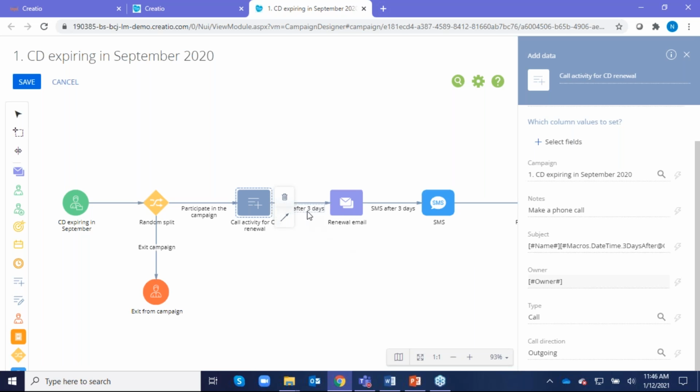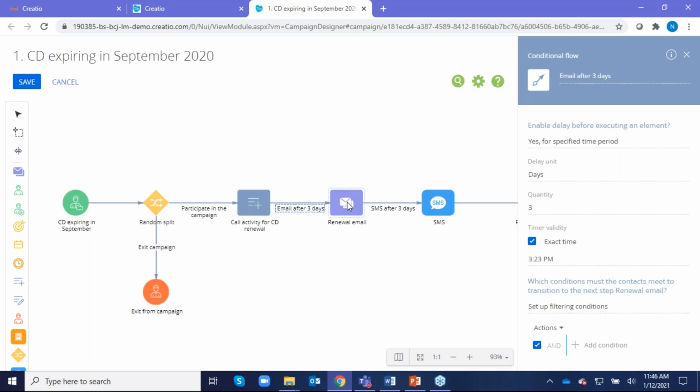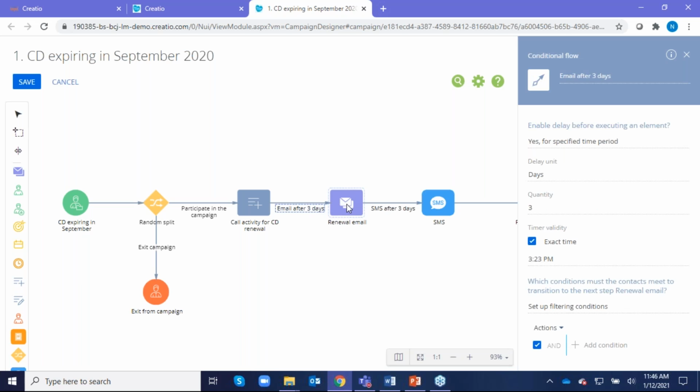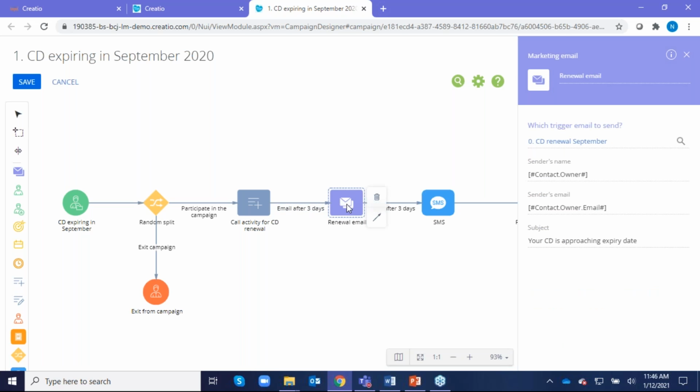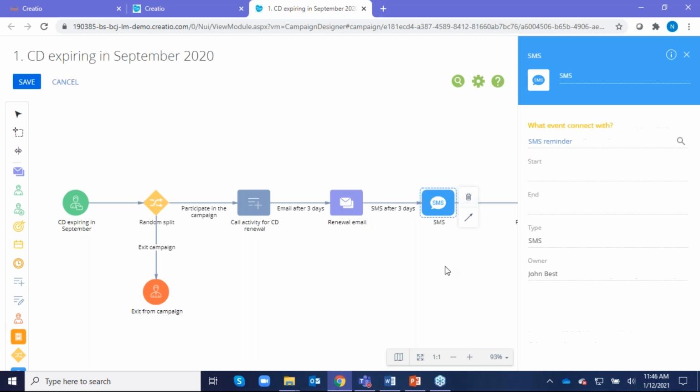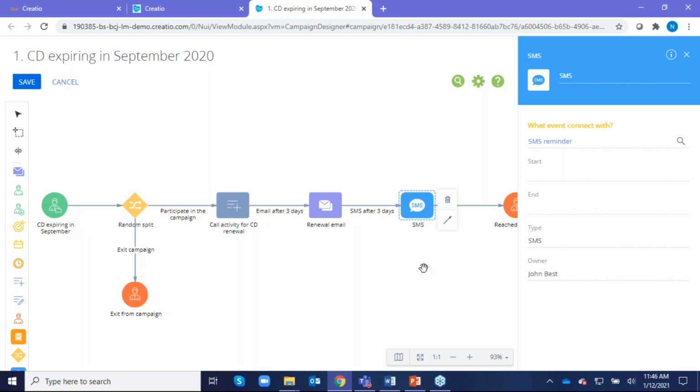And then if we did not get hold of them, we can do an omni-channel way of outreach. After 3 days, we're going to send them a reminder email, a typical marketing campaign, again done through low-code technology. And then 3 days later, we're going to do another SMS notification to say that their CD is expiring. Would you want to renew, or do you want to do an automatic renew? Now, why are we doing this?